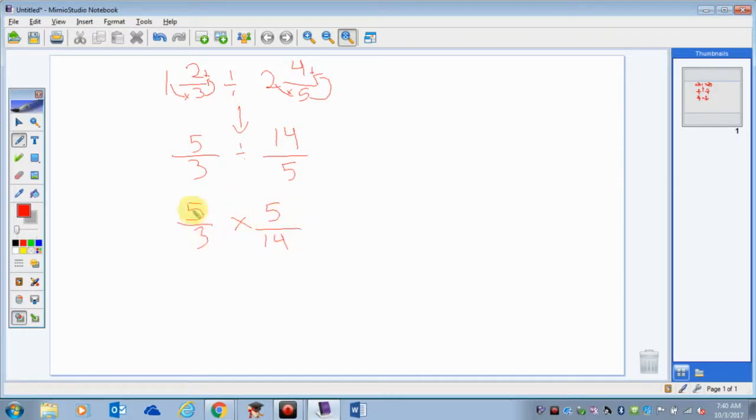Alright, now looking at this problem, I've got to figure out if I can do any kind of cross reduction. 5 and 14 do not have a common factor higher than 1. Neither do 5 and 3. So what I'm going to have to do here is just multiply straight across. So I get 25 over 3 times 14. So I get 14 times 3. 4 times 3 is 12. Carry my 1. 3 times 1 is 3. Plus 1 is 4. So I have 25 over 42 for my answer there.